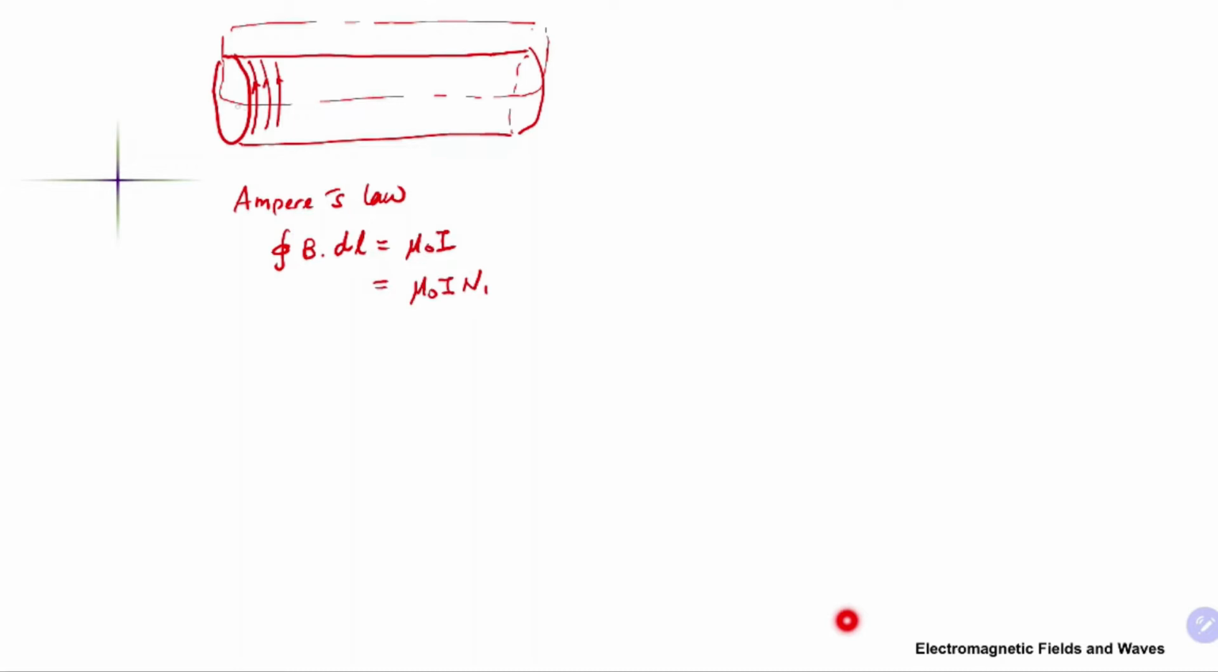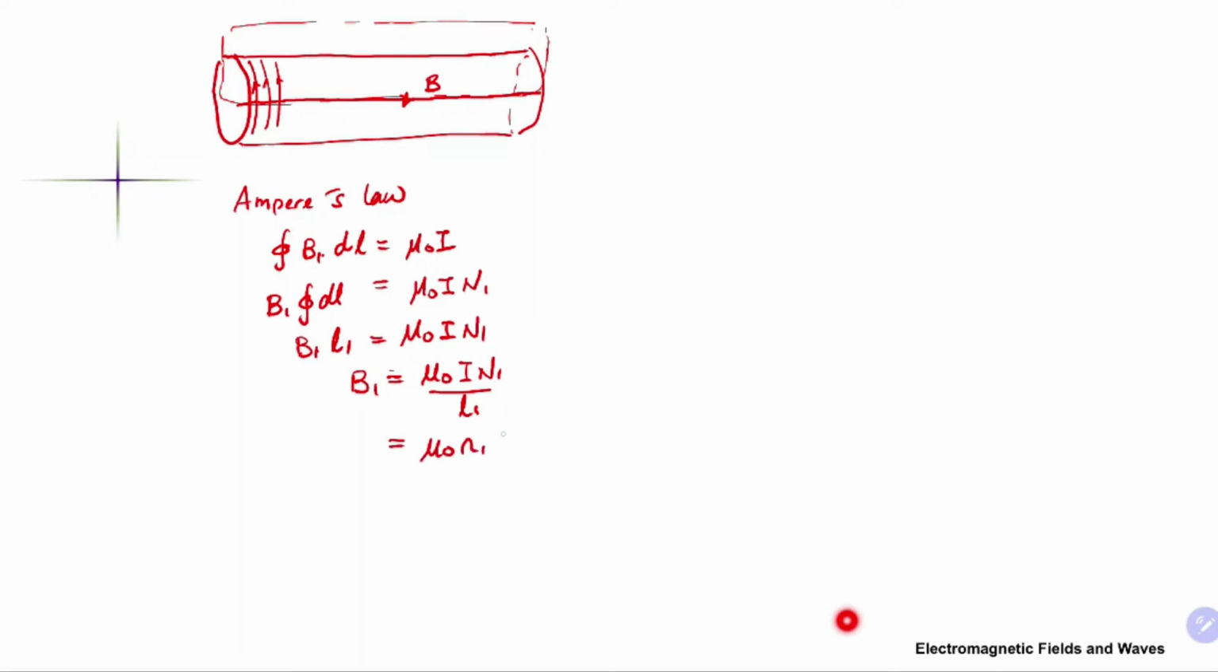And then we said that the magnetic flux is mainly in this path, and outside the magnetic flux is negligible. Therefore we can say that the integral of B dl is roughly equal to B times L1. And therefore B, or I call it B1, will be equal to mu naught I N1 over L1. And N1 over L1 is our number of turns per length, small n, times I.